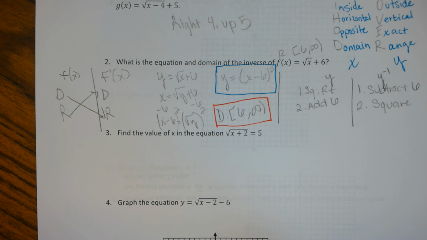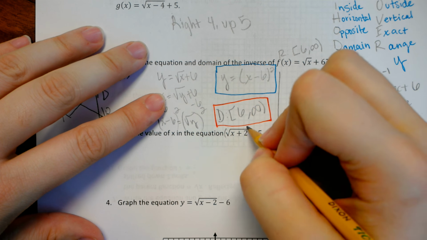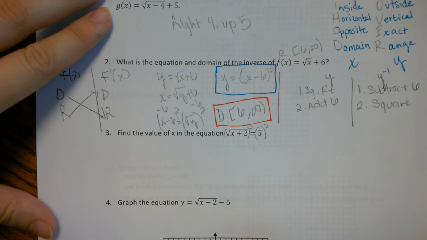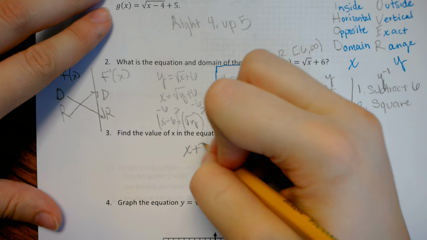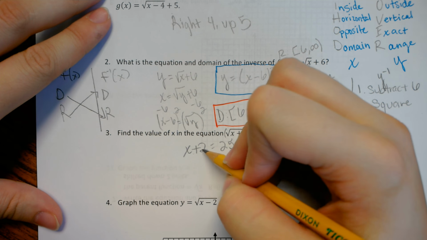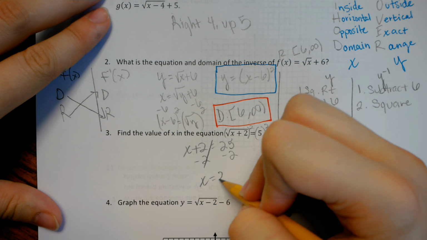So number 3 is asking to find the x value in the equation. I have my radical isolated, so I'm just going to square both sides. I get x plus 2 is equal to 5 squared, which is 25. Then I need to get x. I'm going to subtract 2. I get x is 23.